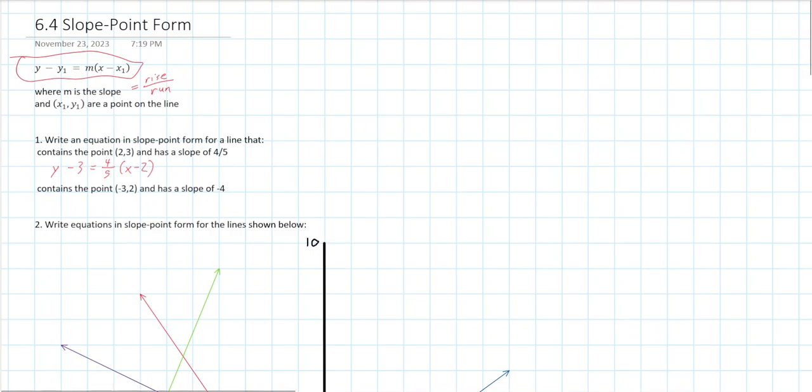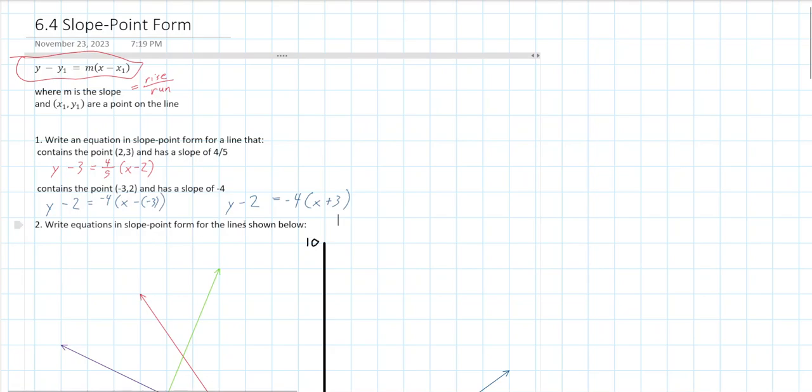All right, I recommend that you try this out for the second one and see if you get the same answer as me. Okay, hopefully you paused it. Now I'm going to do it up front. So it's y minus 2 equals negative 4 bracket x minus a negative 3. Now keep in mind that this simplifies to y minus 2 equals negative 4 bracket x plus 3. So be careful about that.